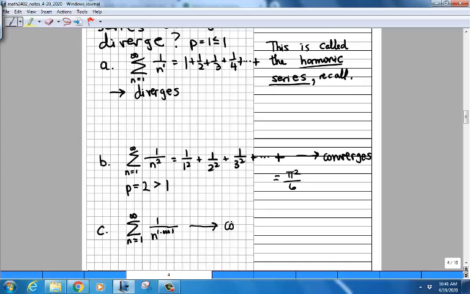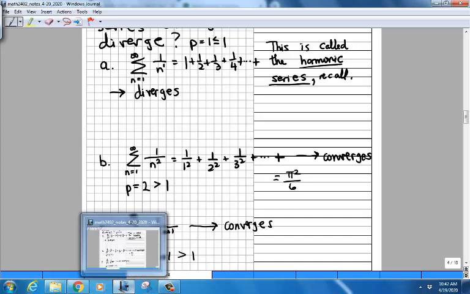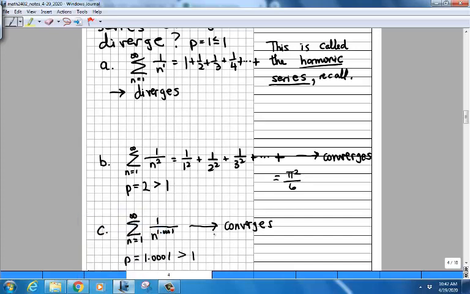This series converges where this series diverges, right? Why? Because the p-value here is 1.0001, right? And that is slightly bigger than 1. But it doesn't matter if it's only slightly bigger than 1. As long as it's bigger than 1, that means that the series converges. So this p-series will converge, whereas the harmonic series diverges.